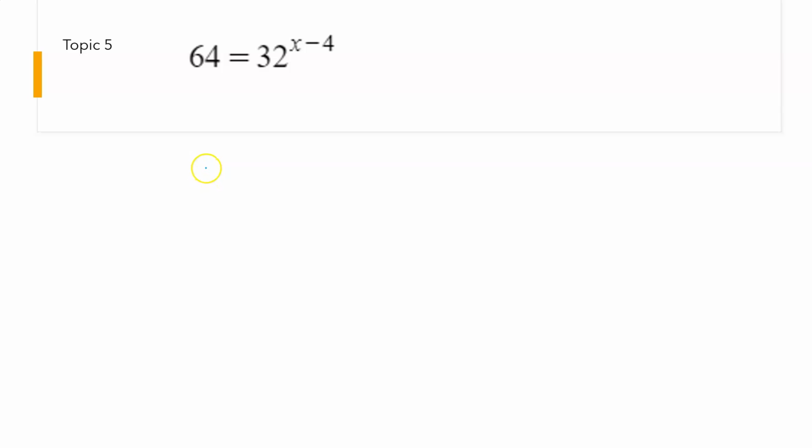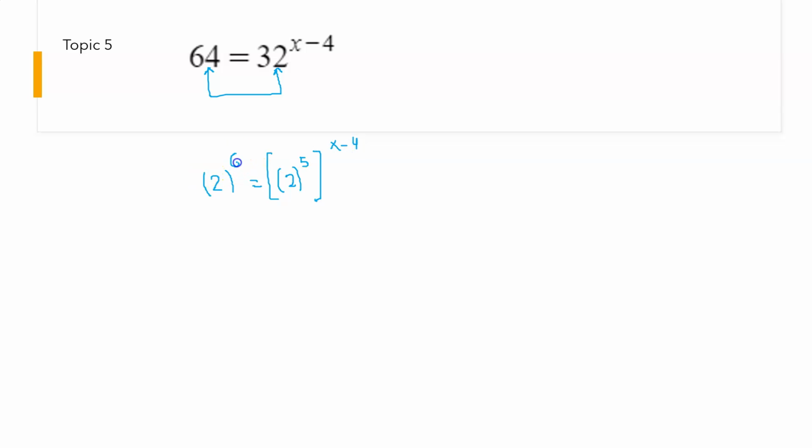Now we will start with the exponential equations. The first type of exponential equations are equations like this, in which the two bases are different. So the first thing you have to try is to equate the bases. If you equate the bases, you can write 64 and 32 as powers of 2. 2 to the 5 is 32, because 2 times 2 times 2 times 2 times 2 is 32. So this will be 2 to the 5, which is 32, elevated to the x minus 4.